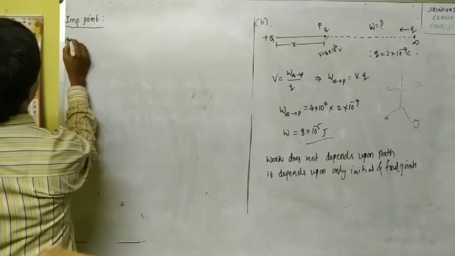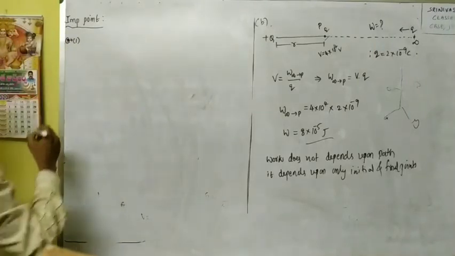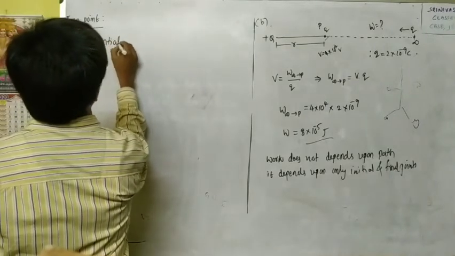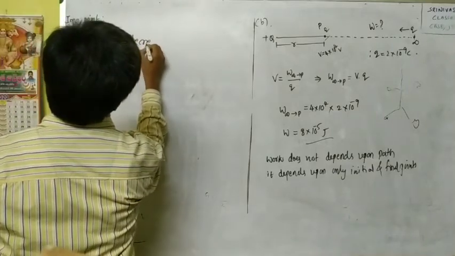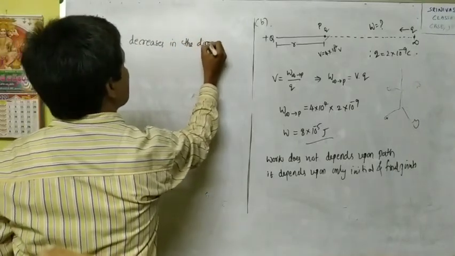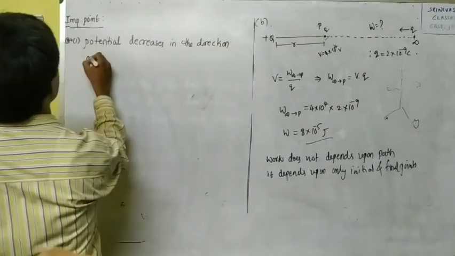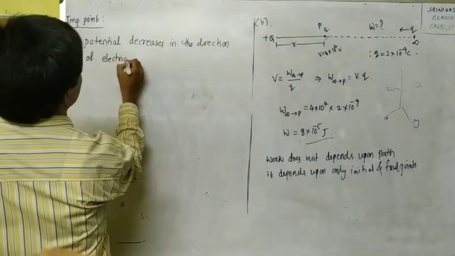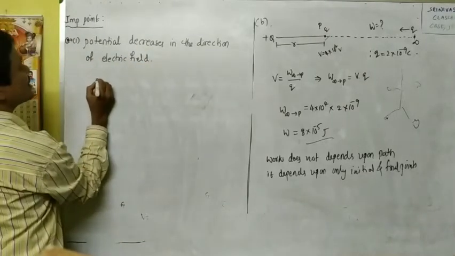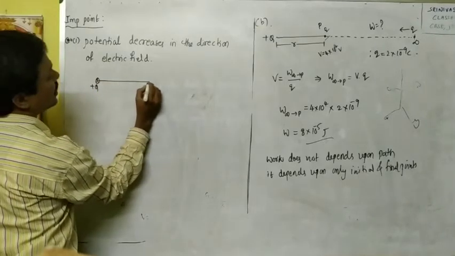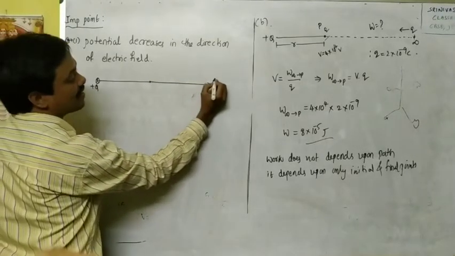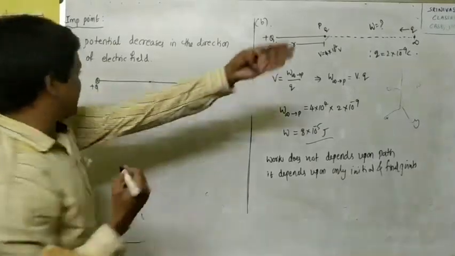The first point is that potential decreases in the direction of the electric field. If you go in the direction of the electric field, potential decreases. For example, this is a plus Q charge. What is the electric field direction? The electric field is away from the positive charge. On this side the electric field will be there. Right, the electric field is away from the positive charge.